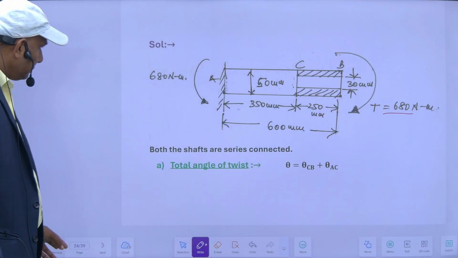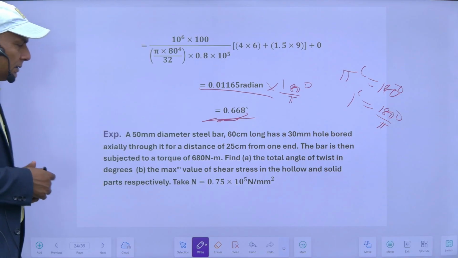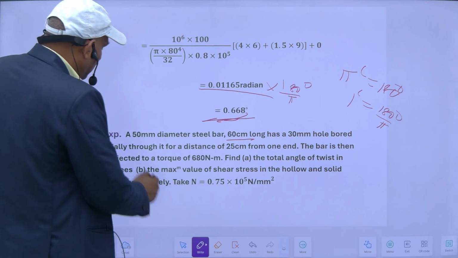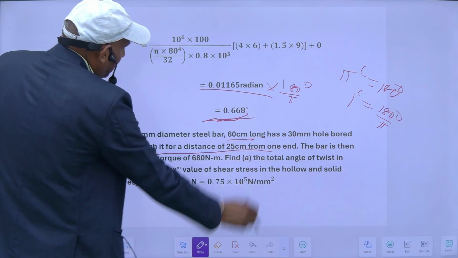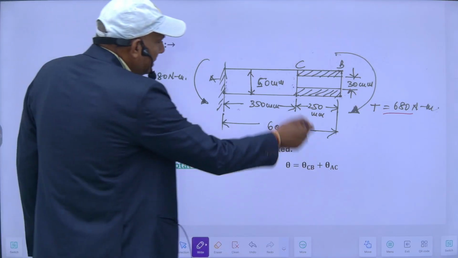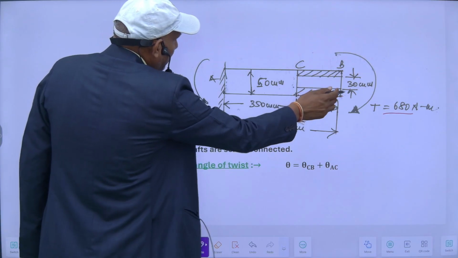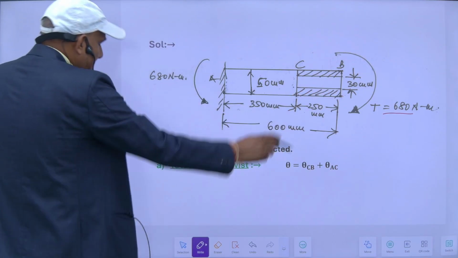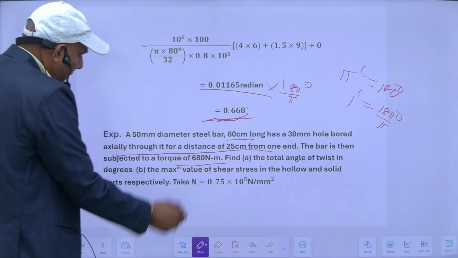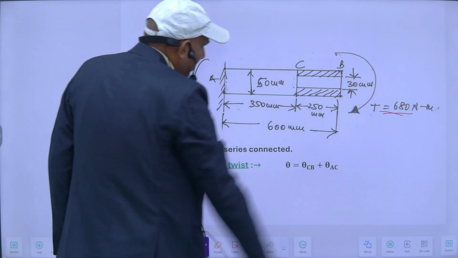So a 50 mm diameter steel bar, 60 centimeter length, and a 30 mm hole bored through it for a distance of 250 mm from this end. The dia is 50, and from this end for a length of 250 mm there is a bore of 30 mm. So your total length is 600 mm, and there is a torque of 680 Newton meter. This torque has been applied at this end, 680 Newton meter.